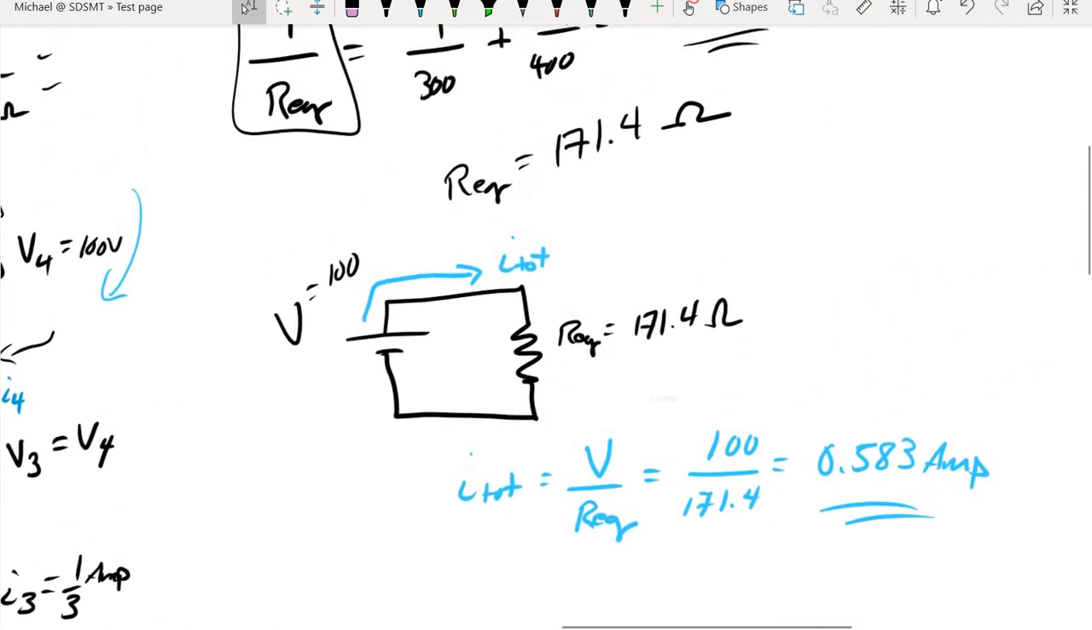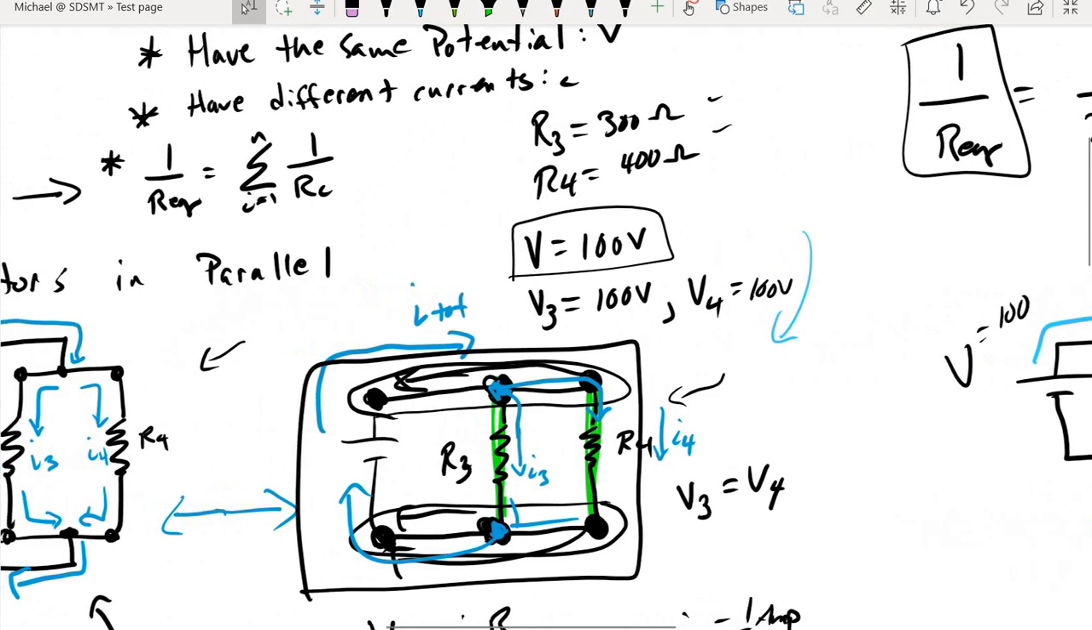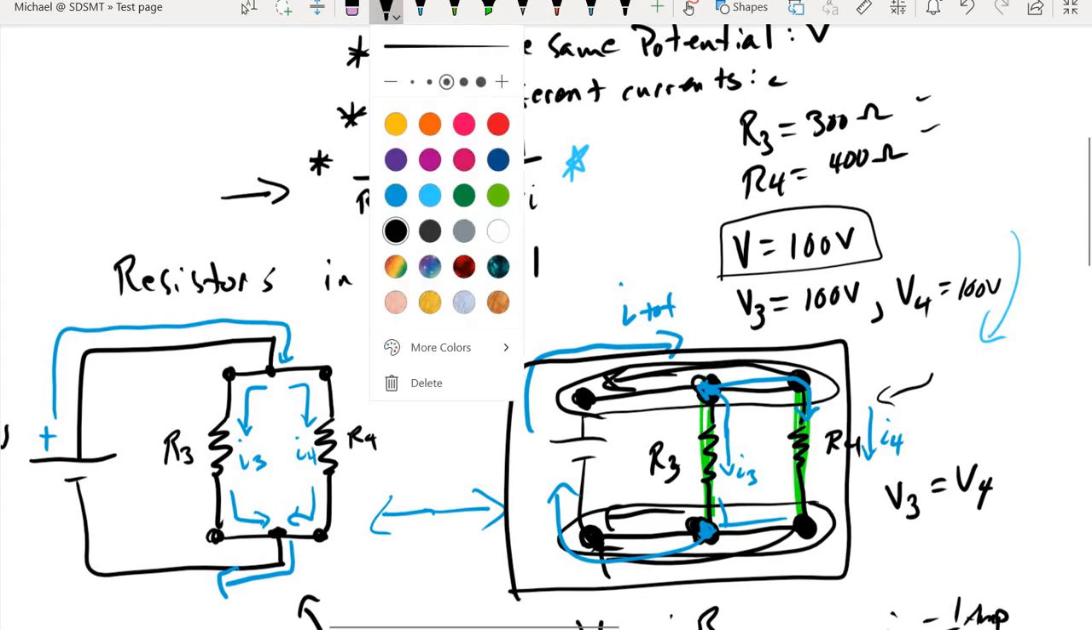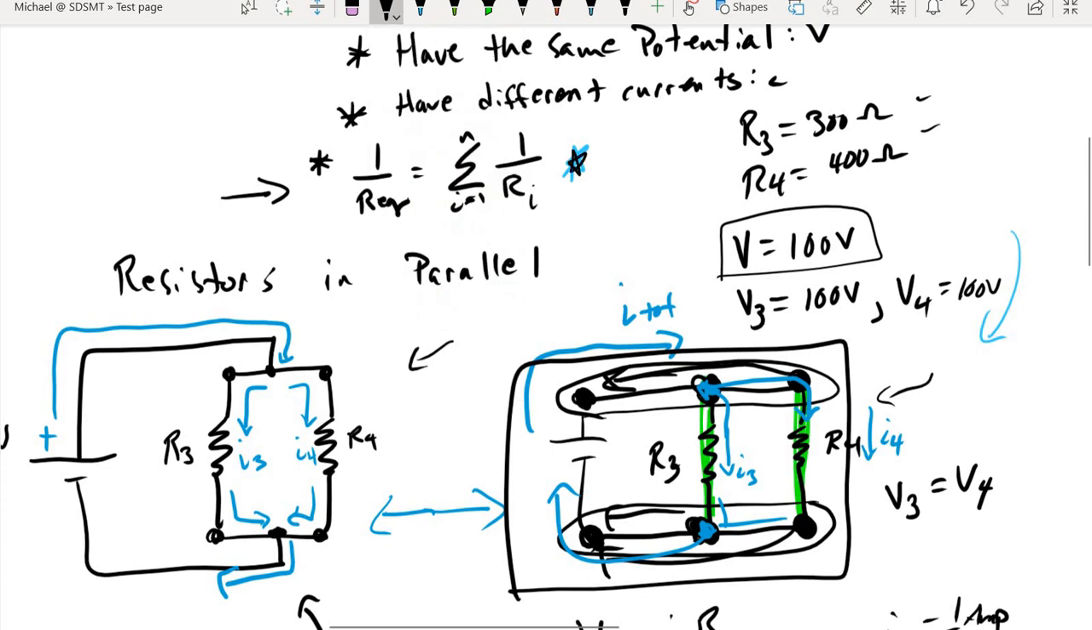In that case, it would be a lot easier to start over here with finding the equivalent resistance of your circuit so that you could solve for the, sorry, this looks too much like a C. That should be I. So it would be a lot easier to start here to find the equivalent resistance, solve for the total current, and then work our way back to find the individual currents for each resistor.